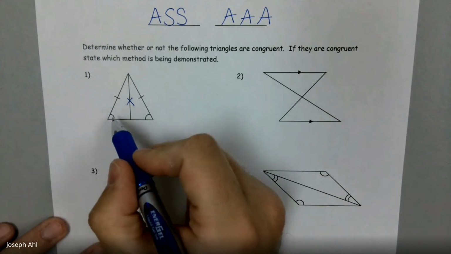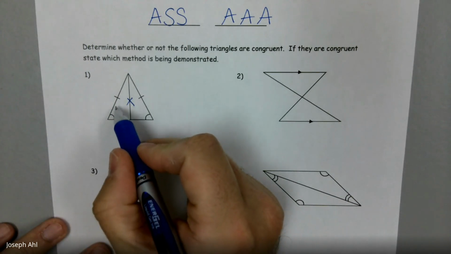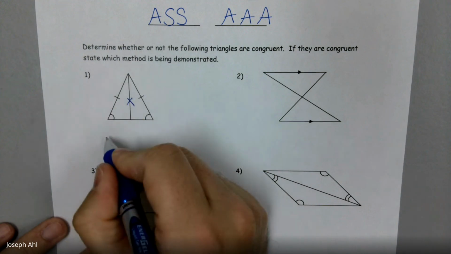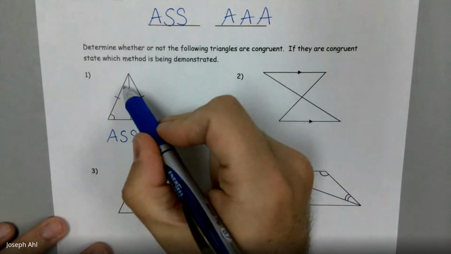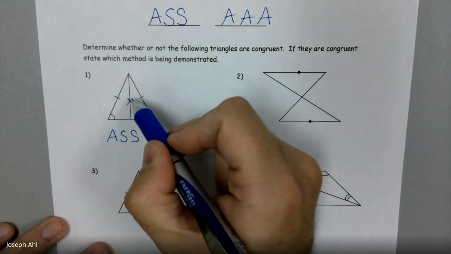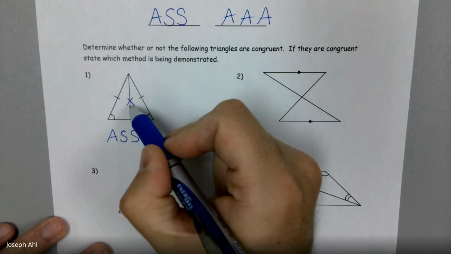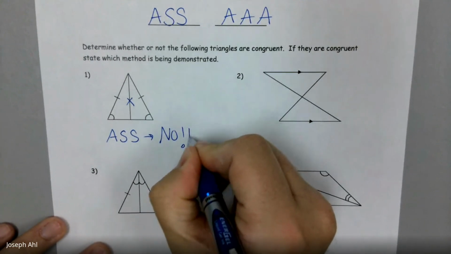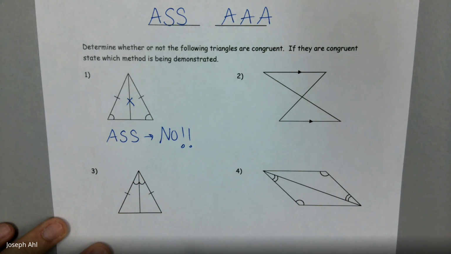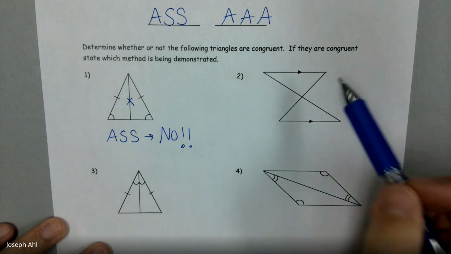However, if I look at the order, it goes angle, side, side. This is not side angle side. If it was side angle side, the angle would have been marked up top here to get side angle side. Angle side side is a no for many reasons that we'll discuss, but angle side side is not good. Okay, so that's not a congruence method.